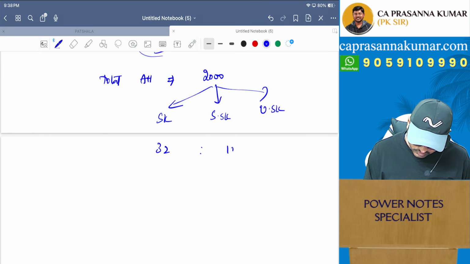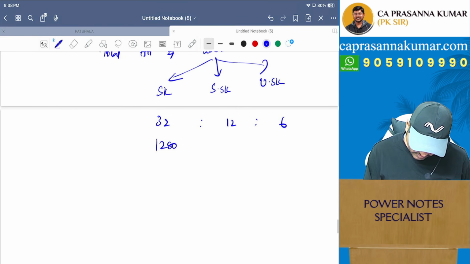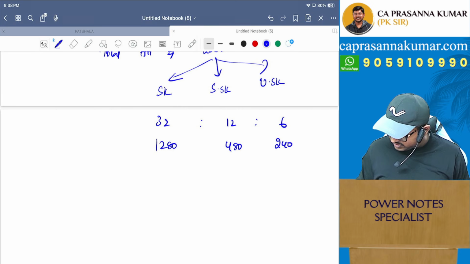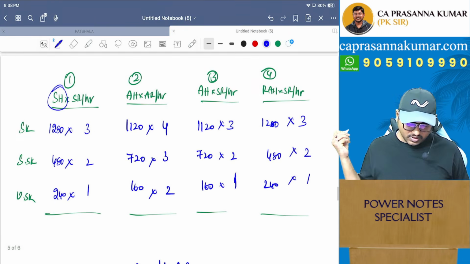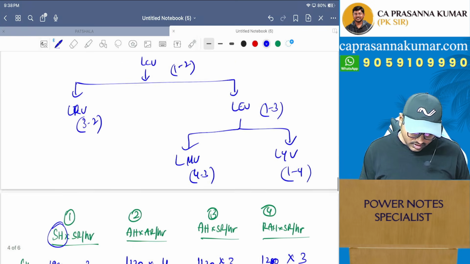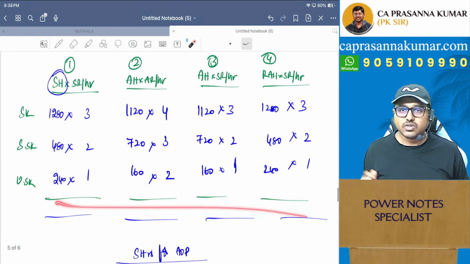32, 12 is to, you get 1280, 480, 40. That's all. Okay, you total it up. You already know the formula. You put the numbers over here. Done and dusted. That's all.